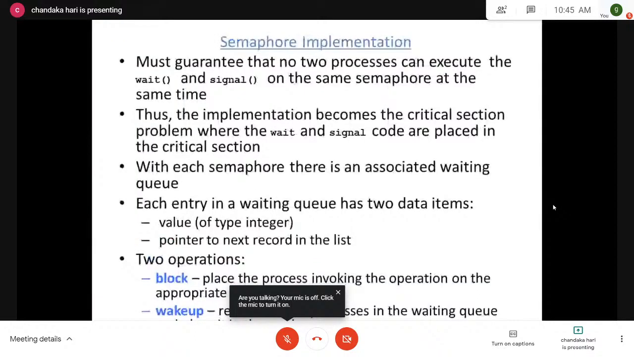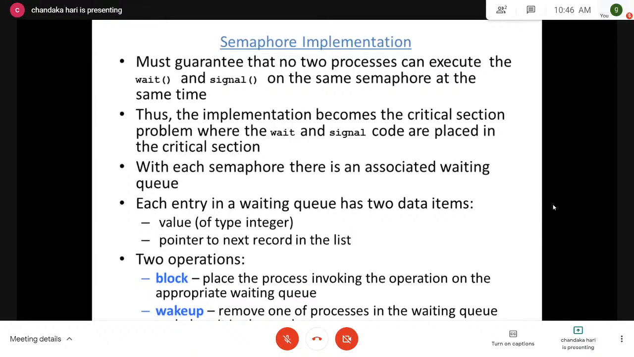Now we are going to see the semaphore practical implementation. In case any data is going to be shared by more than two processes at the same time, how can you protect it? You must guarantee that no two processes can execute wait and signal on the same semaphore at the same time. In this implementation, whenever a data item is going to be accessed by multiple processes at the same time, how can you protect that particular variable?